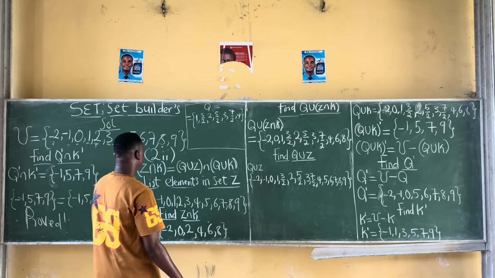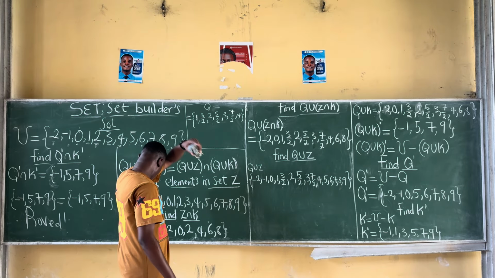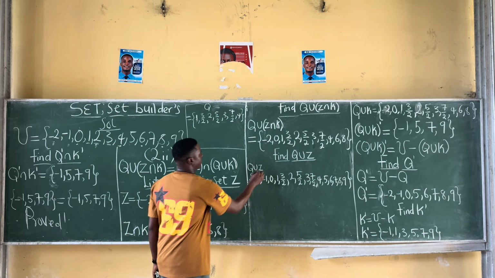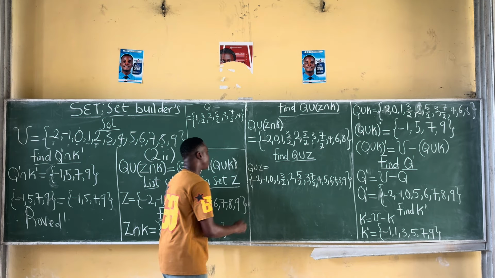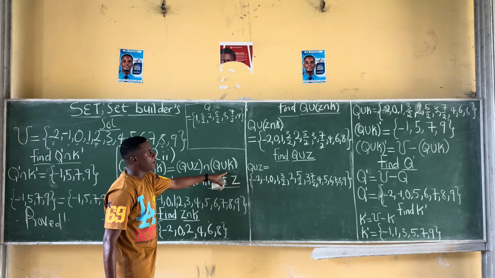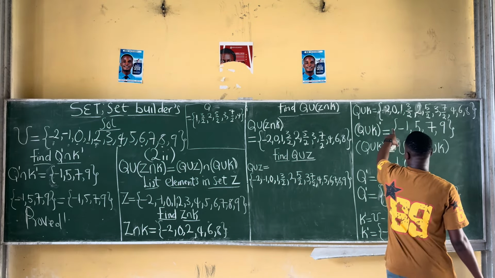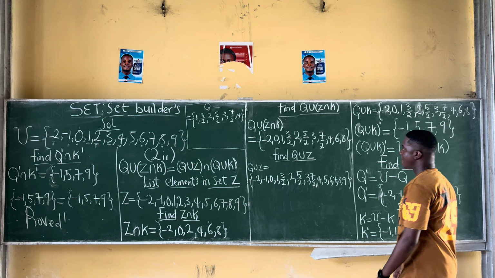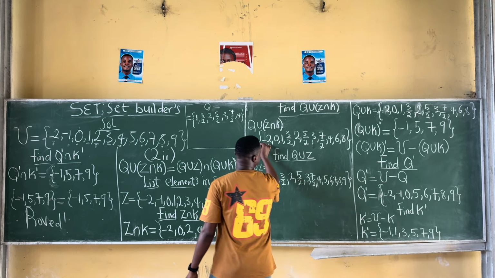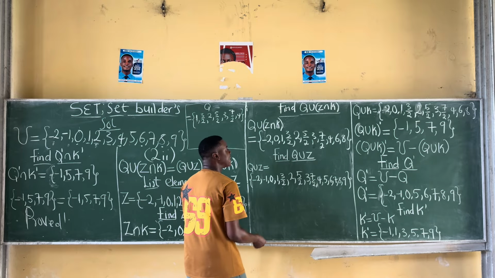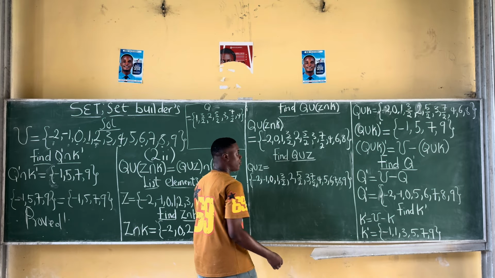So they say to find Q union Z. Now, since you have found Q union Z, we need to find Q union K. We already have Q union K. It is the same as this, right? But regardless, let's write it out since we're in class.